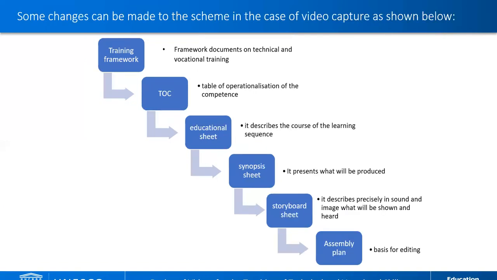Some changes can be made to the scheme in the case of video capture, as shown below. For the training framework, it can now be the framework documents on technical and vocational training. For the TOC, table of operationalization of the competence; educational sheet, describes the course of the learning sequence; synopsis sheet, presents what will be produced; storyboard sheet, describes precisely in sound and image what will be shown and heard. Then the assembly plan, the basis for editing.